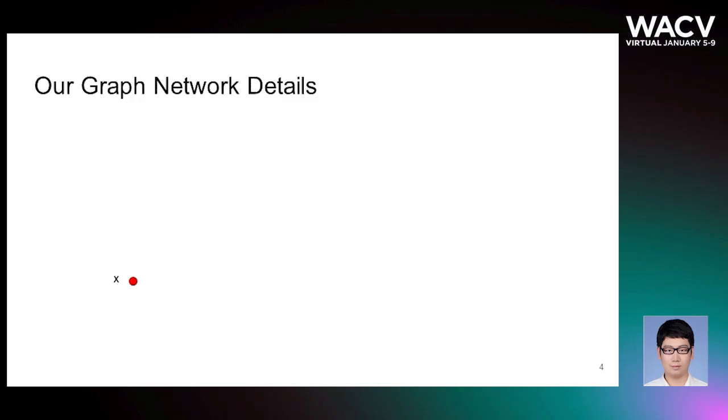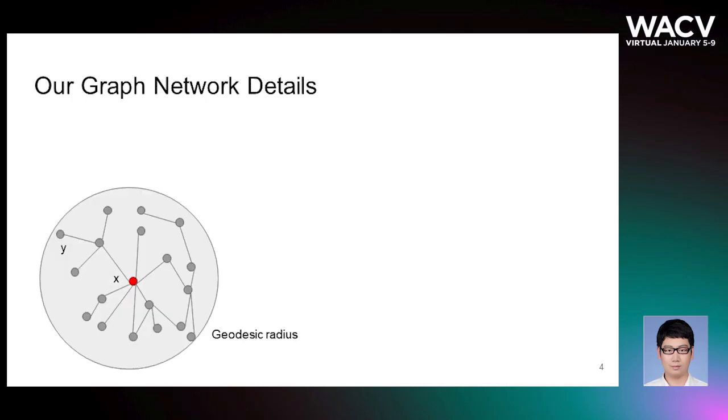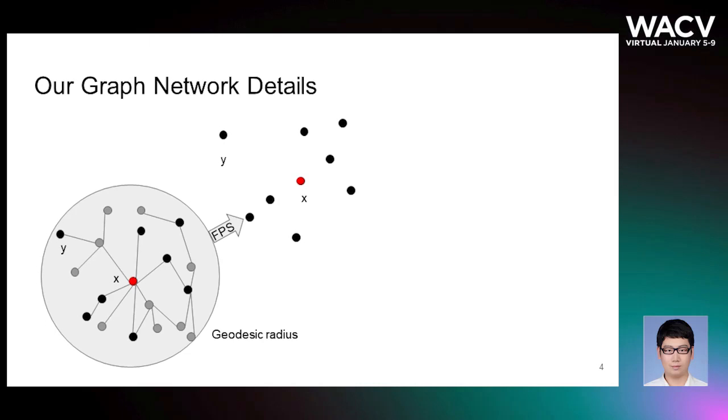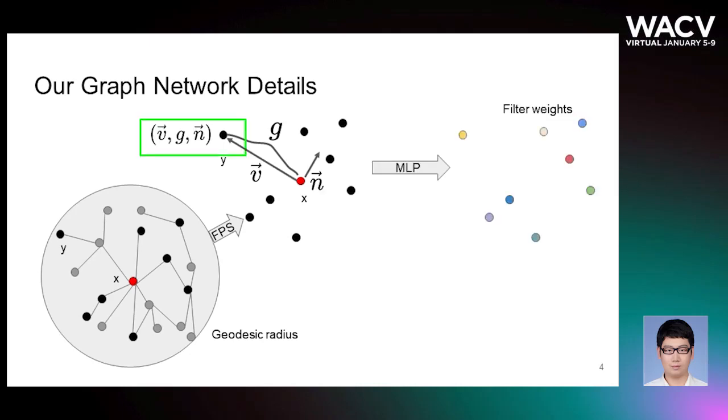Here we introduce the continuous geodesic convolution layer, which tries to mimic convolution on 2D images. For the central point x, we gather its neighboring points ys within a certain geodesic radius and use furthest point sampling to sample a fixed number of vertices, with each neighbor carrying its geodesic features, position, normal, and geodesic distance. To regress a weight for convolution, different points at different locations will be treated differently.